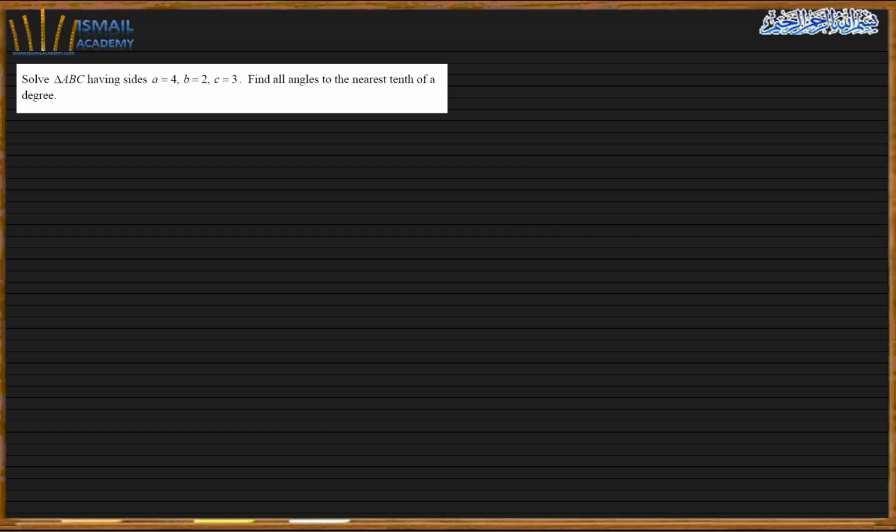Next question. Solve the triangle ABC having sides given. Find all the angles to the nearest tenth of a degree. So here I'm looking for the measure of each angle of the triangle. Alright, so let me draw. Always try to draw; in that case, you will make your life easier. So here this is A, this is 4 with the opposite, this is B, this is 2, and this is C, this is 3. So I need to look for the angles A, B and C.